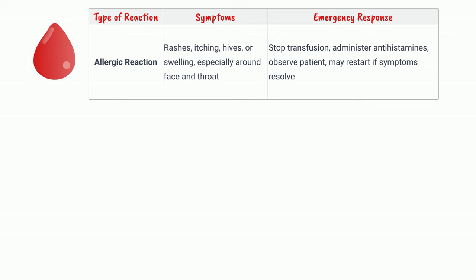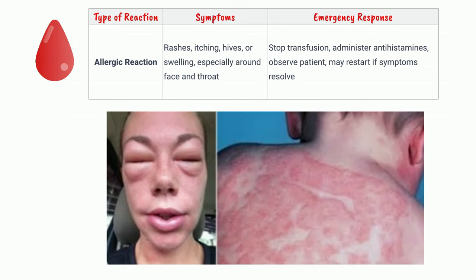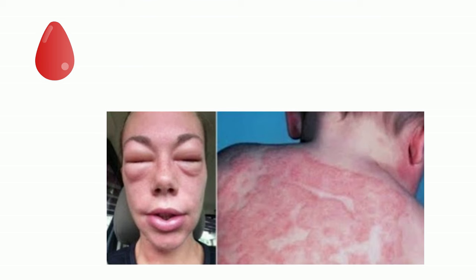First up, allergic reactions. These can manifest as rashes, itching, or swelling, particularly around the face and throat. If this occurs, stop the transfusion immediately. Administer antihistamines and closely observe the patient. If the symptoms resolve, you may be able to cautiously restart the transfusion.